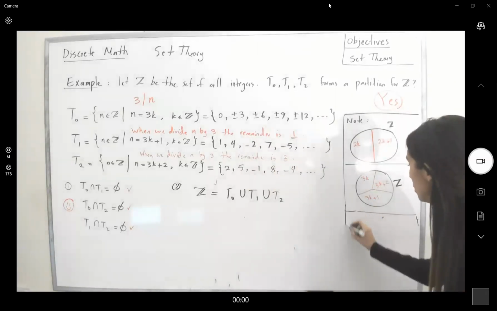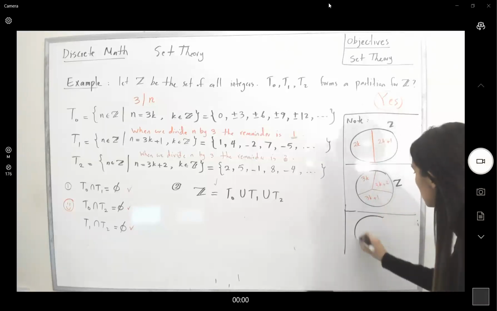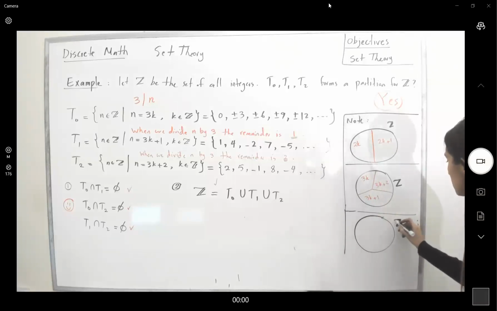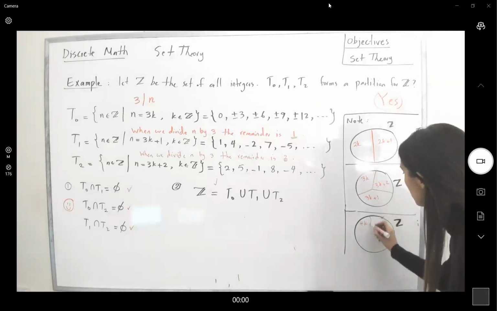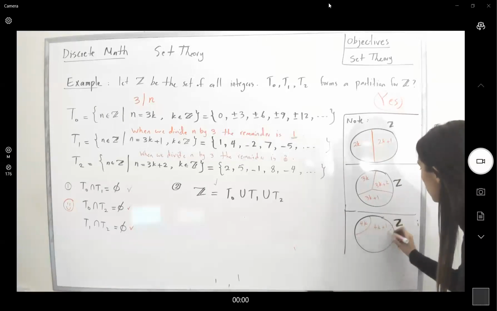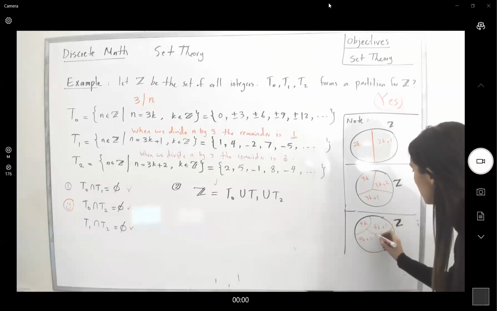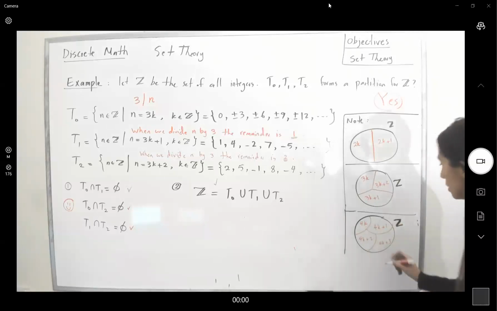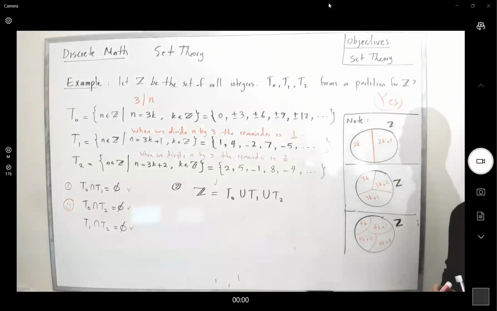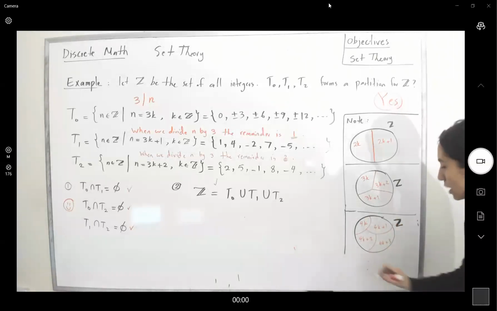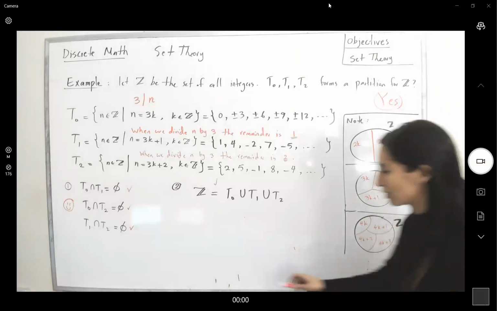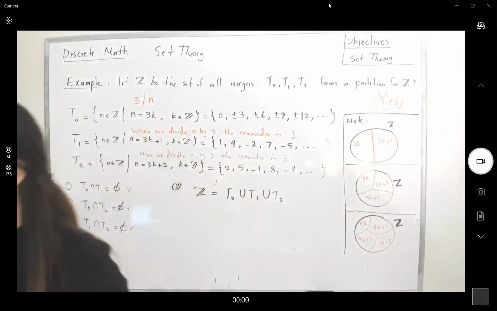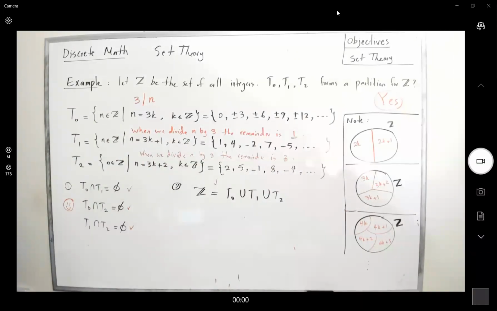Another partition for you. Why not? Z can be partitioned 4k plus 1, 4k plus 2, and 4k plus 3. These numbers have nothing in common. And you can continue this process. You can use your 5, your 6, your 7, and the rest of the numbers. You get more partitions.